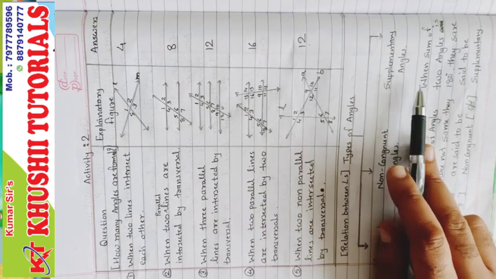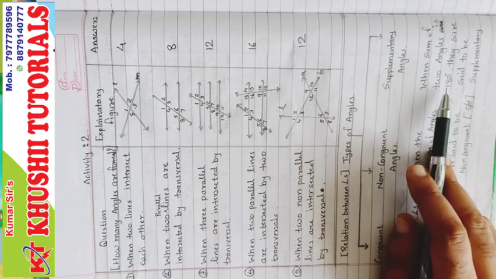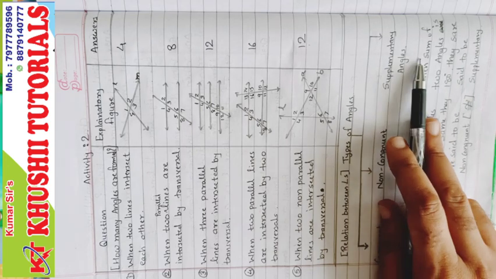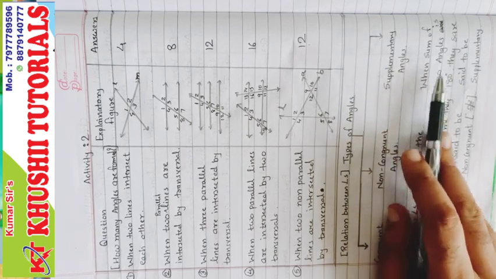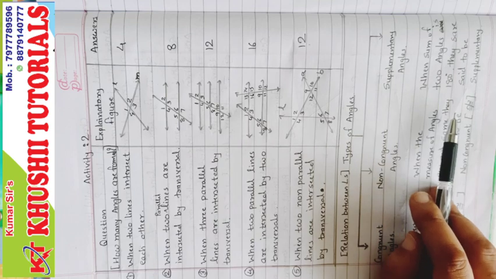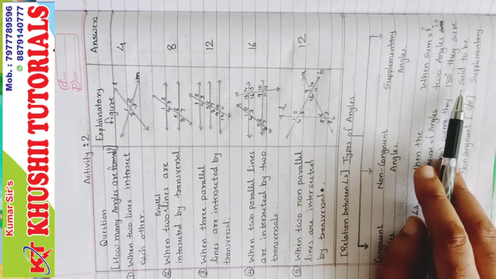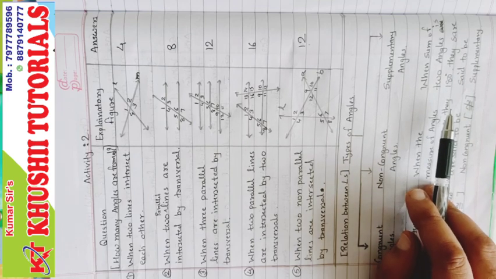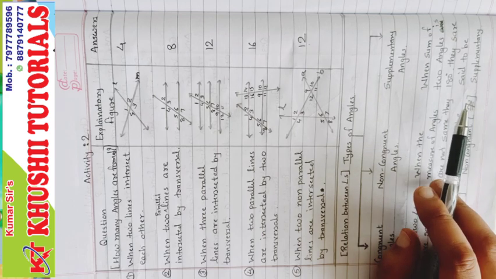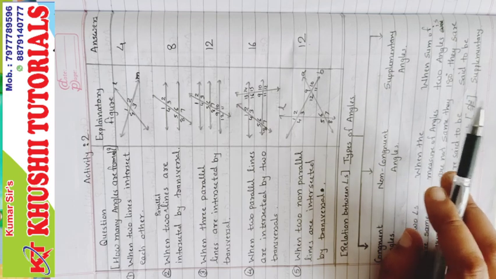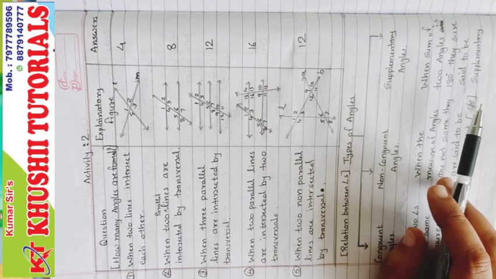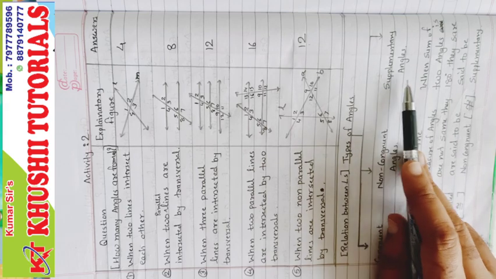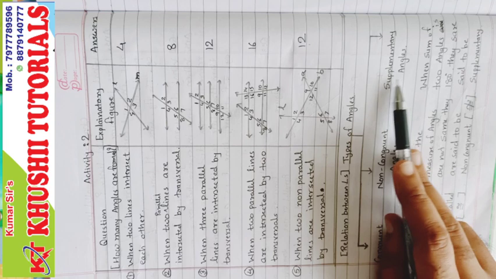Supplementary angles. When the sum of 2 angles adds up to 180 degree. Sum means add up only. So when the sum of 2 angles is 180 degree, they are said to be supplementary. Example, angle A equal to 80 degree and angle B equal to 100 degree. So angle A 80 and B 100. 80 plus 100 is 180 degree. So it means angle A and B are supplementary angles.